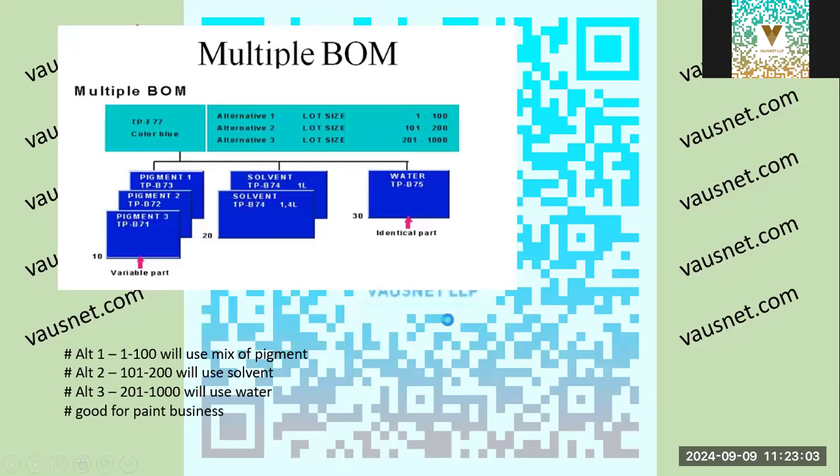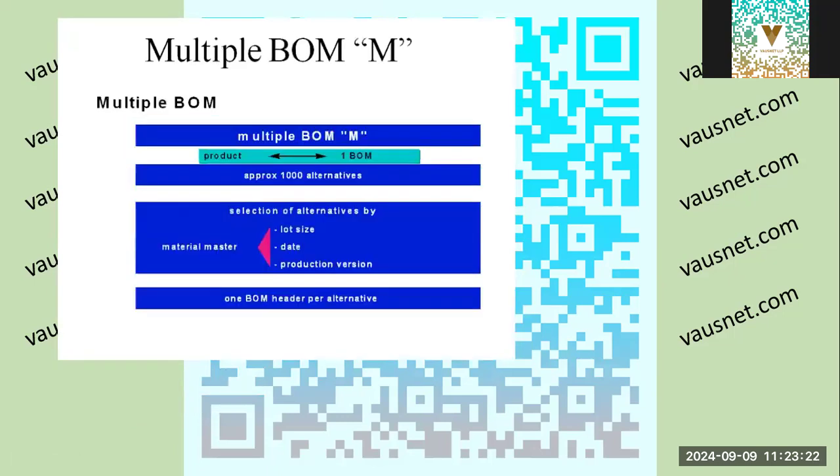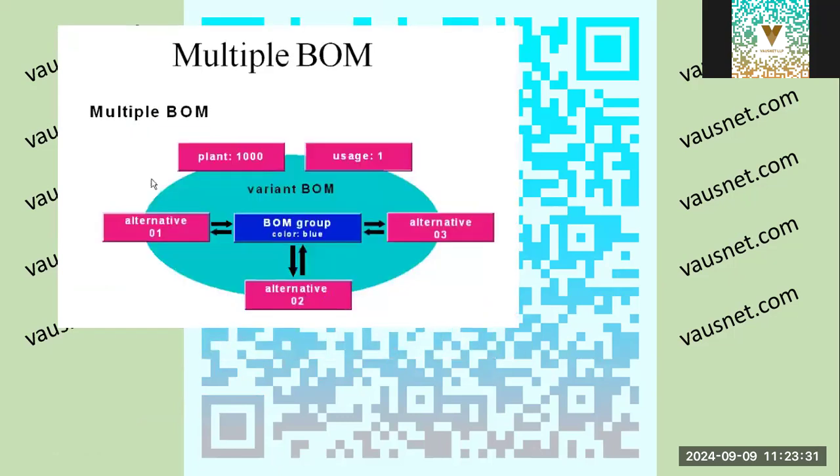Multiple BOMs can be constructed based on variants or alternatives. Alternatives, of course, like pigment 1, pigment 3. This can be an alternate in multiple forms. And alternatives can have 1,000 alternatives. This can be used for paint manufacturing enterprises.